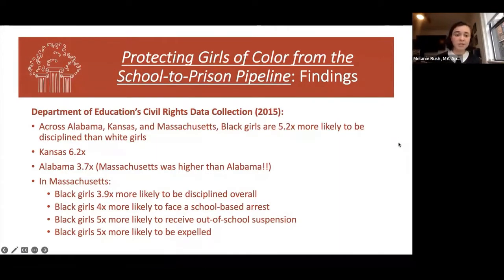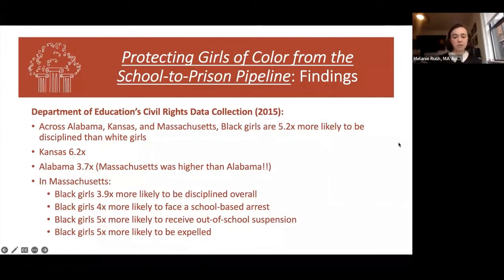On average, across all three states, Black girls were 5.2 times more likely to be disciplined than their white female counterparts. In Kansas, that number was 6.2. In Alabama, it was 3.7. And in Massachusetts, it was 3.9. So Massachusetts was actually slightly higher than Alabama, which I think was a wake-up call for some people, given where Massachusetts likes to pride itself on being in terms of education and equity, and maybe where we really are.